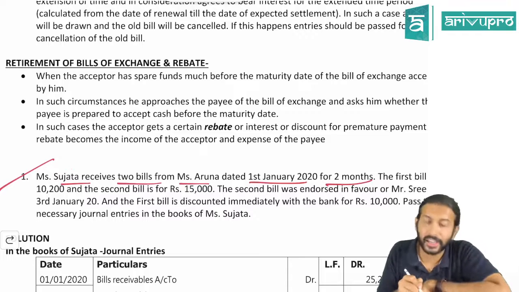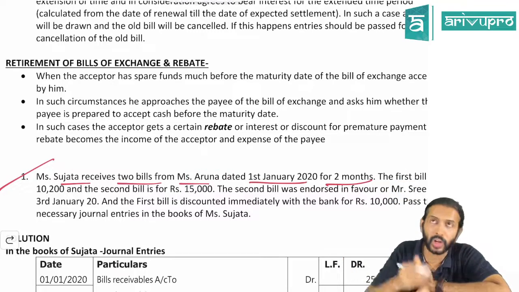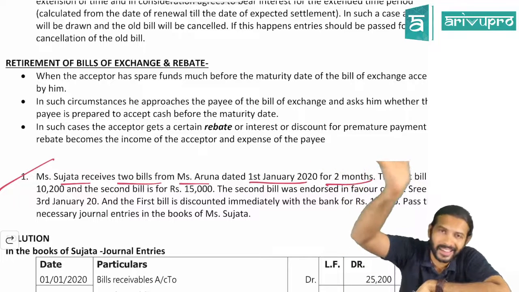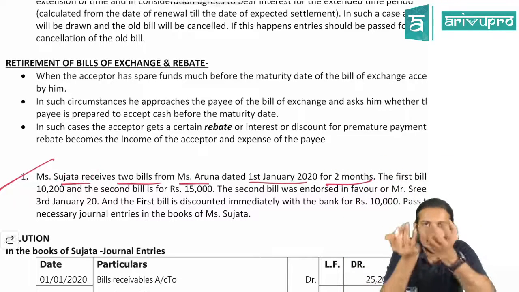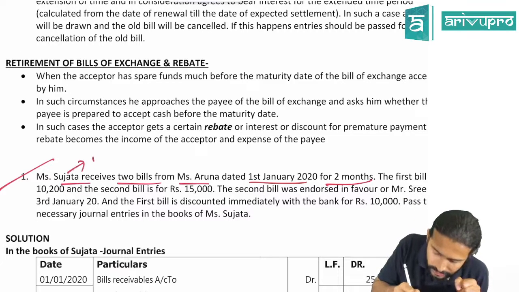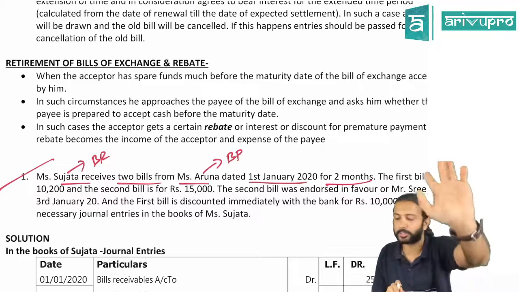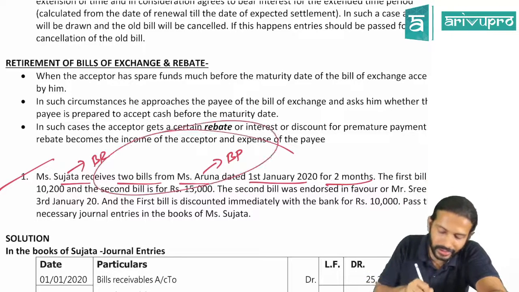Sujata is receiving that letter. Sujata has drafted the letter and sent it to Aruna. Aruna has signed that letter and sent it back to Sujata, and Sujata is receiving that letter now. So what is it now? For Sujata, this is a bill receivable. For Aruna, it is bills payable.